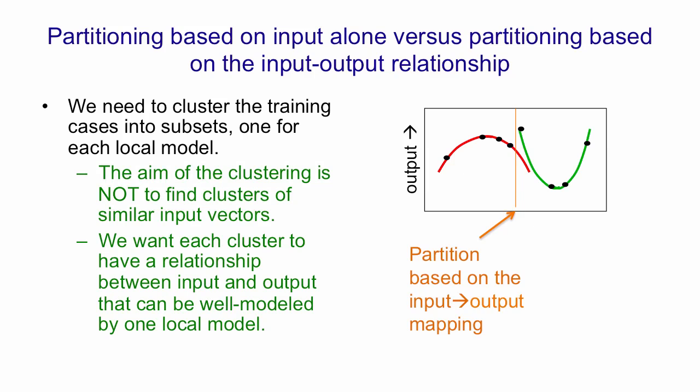If you partition the data based on the input-output mapping, that is, based on the idea that a parabola will fit the data nicely, then you partition the data where that brown line is. If, however, you partitioned the data by just clustering the inputs, you'd partition it where the blue line is, and then if you look to the left of that blue line, you'd be stuck with a subset of data that can't be modelled nicely by a simple model.